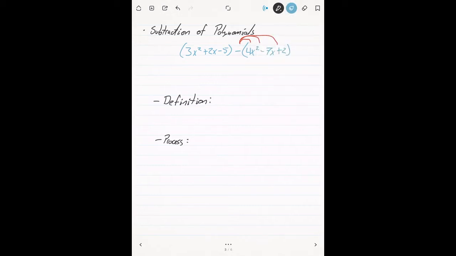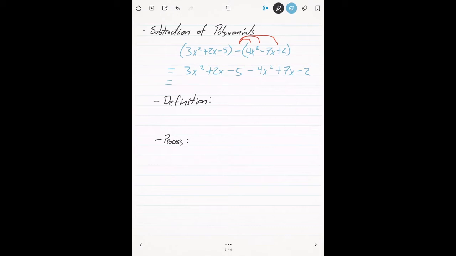So we end up with a 3x squared plus 2x minus 5. And then we are going to subtract 4x squared, we're going to add 7x, and we're going to subtract 2. I've distributed the negative to all of the terms. So all we did here was distribution. We got rid of the parentheses, and now we would just combine the like terms.